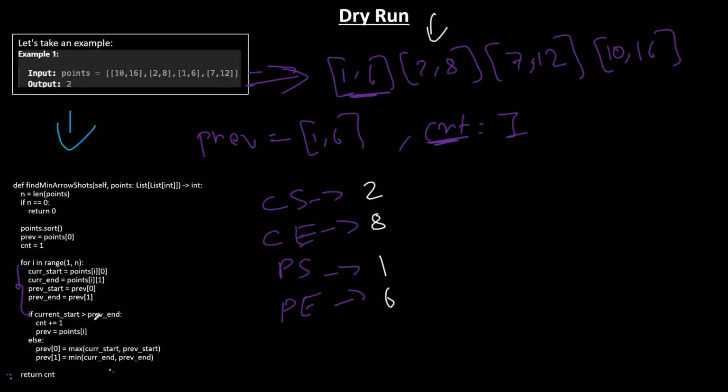Correct. So now we will check if current start is greater than previous end. What is current start? Current start is 2. Previous end. What is previous end? It's 6, right? So no, false. So we come to the else condition here. And in previous, we store the maximum of current start and previous start. So current start is this and previous start is this. What is the maximum? It's 2, right?